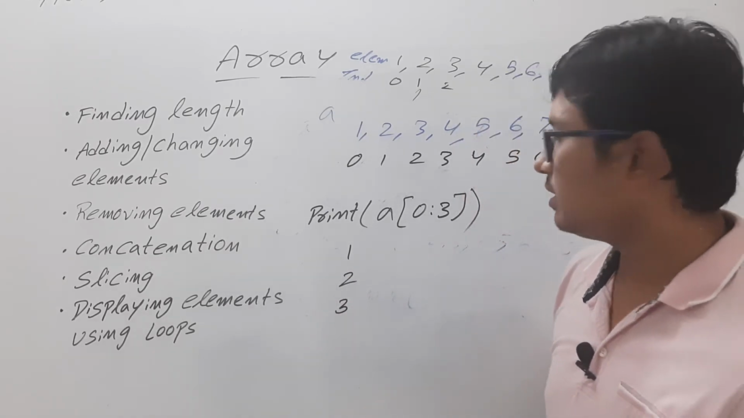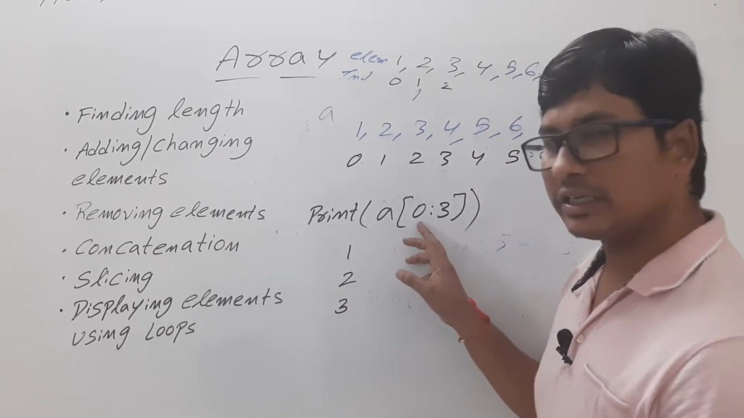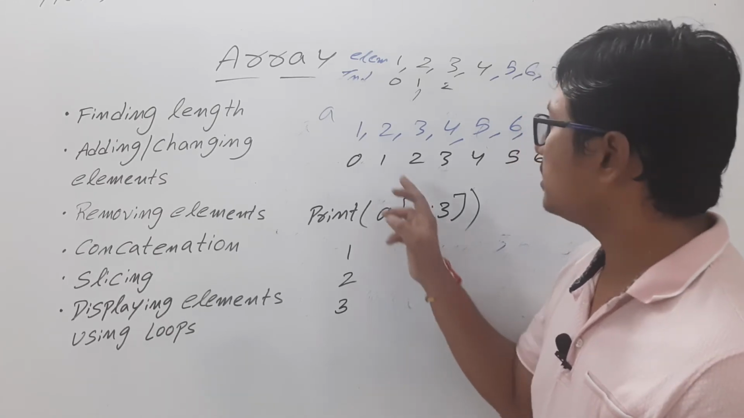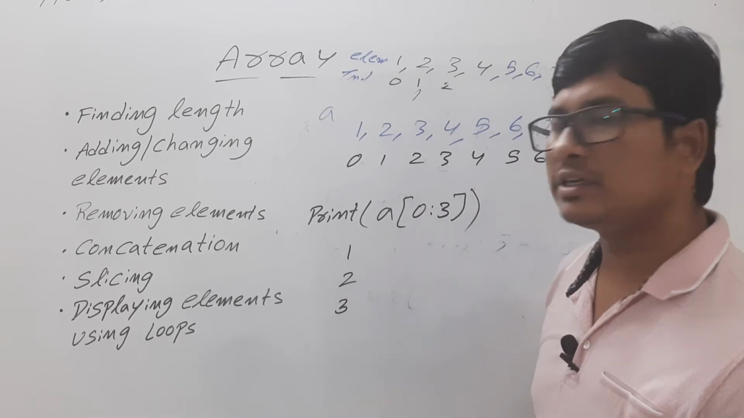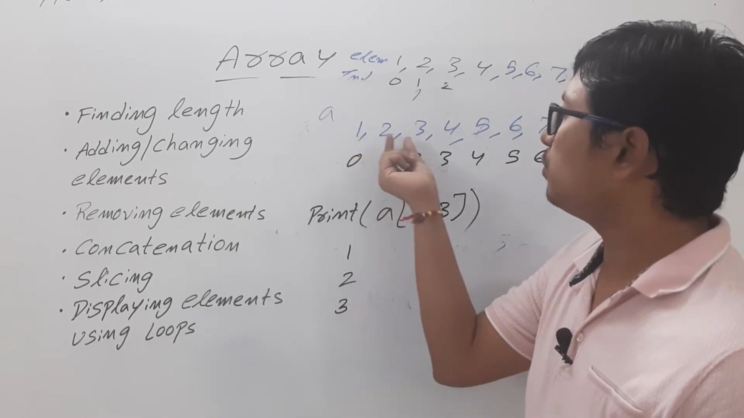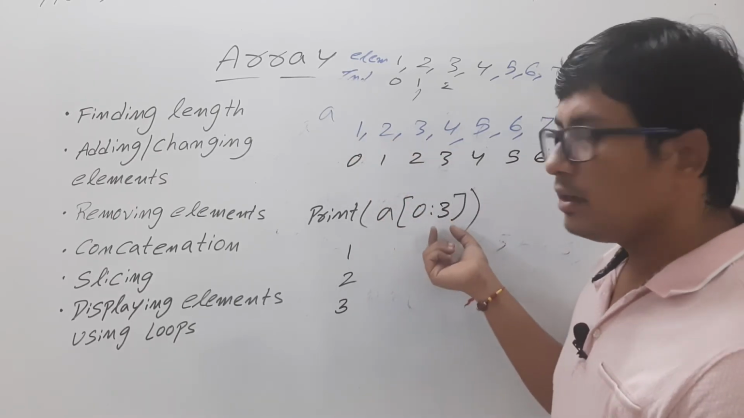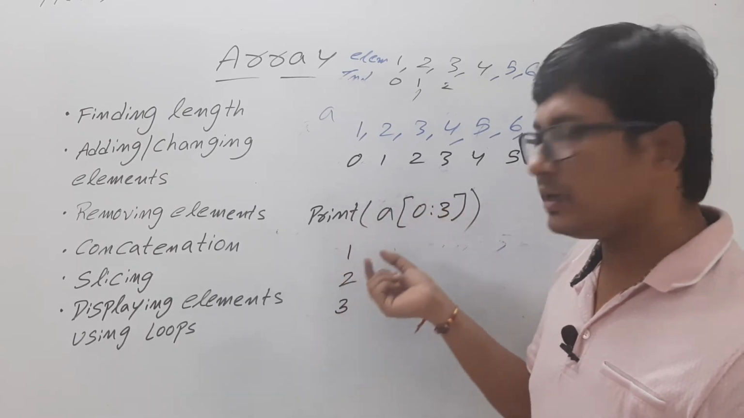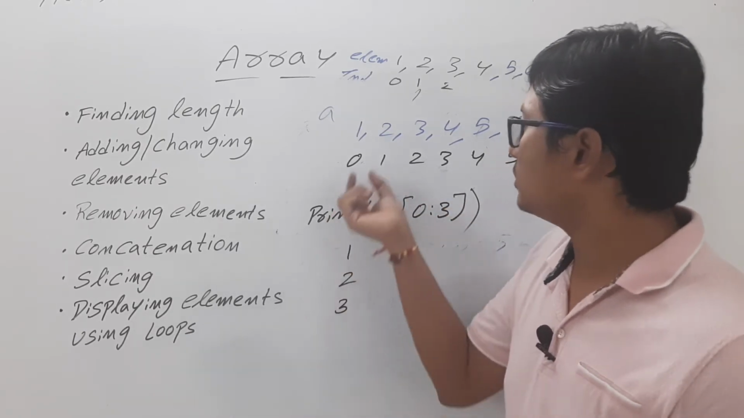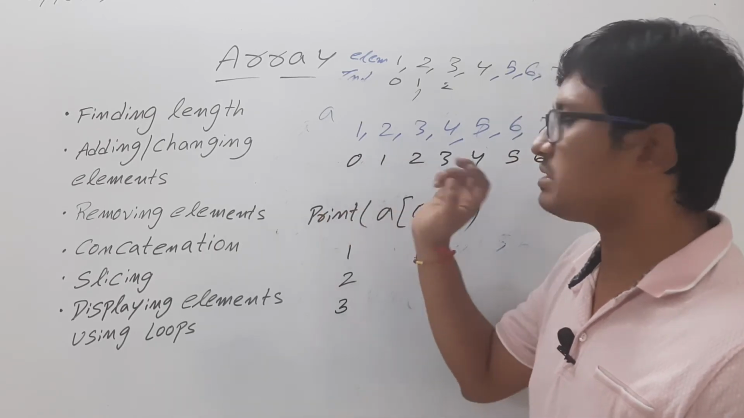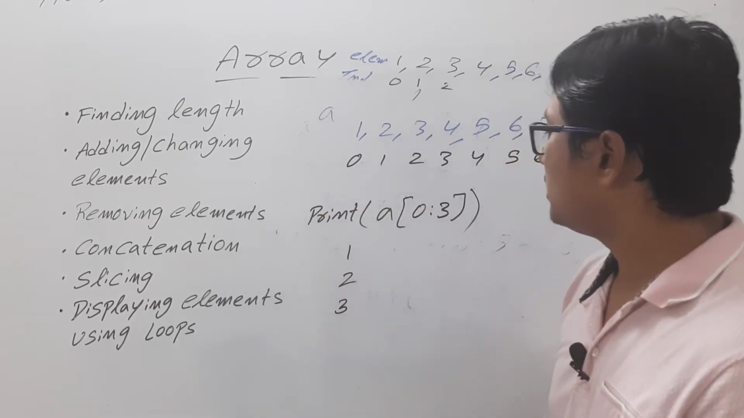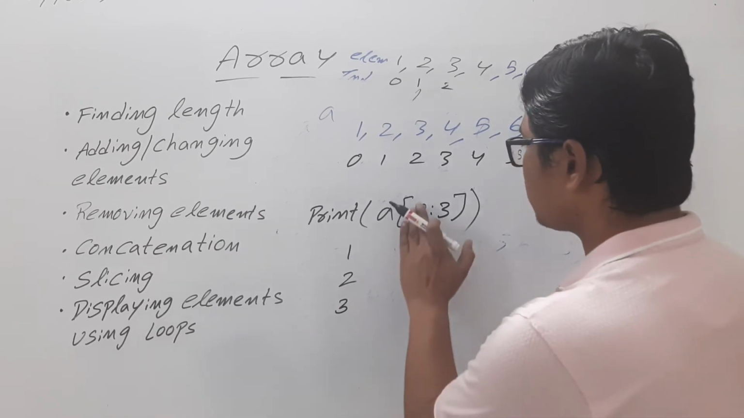You can ask me, sir, if you are providing the starting index and ending index, then up to index 3, which is 4, should be printed, but why are you saying it will print only 1, 2, 3? It will print up to index n minus 1 only. So you will get the output as 1, 2, 3 only. It will start from index 0 and go up to index 2. Suppose you can ask me one thing.